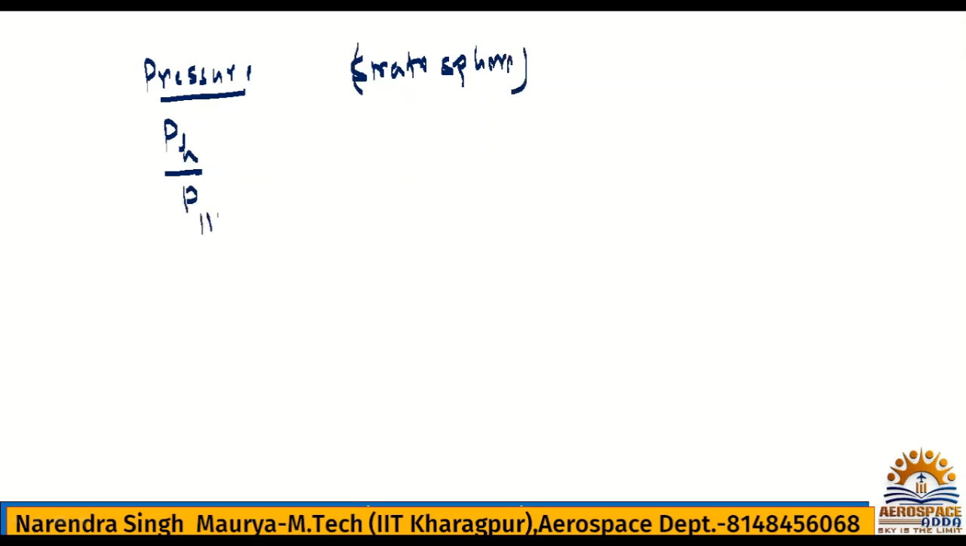Now we'll go for the pressure. The pressure formula in the stratosphere is P_h by P_11, because the reference point for the stratosphere is 11 kilometer altitude, equal to e to the power g by R T_s times (11,000 minus h). T_s means the stratosphere temperature, which throughout is exactly the 11 kilometer temperature.